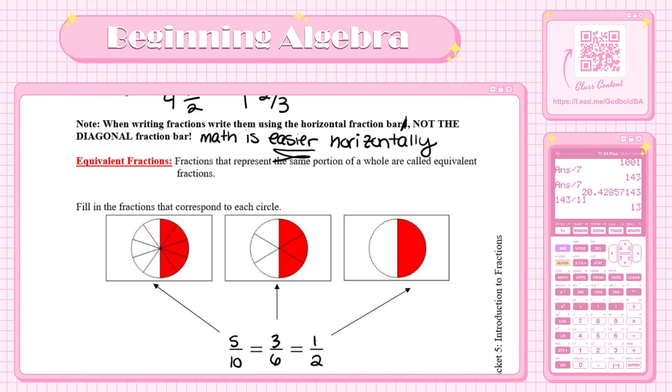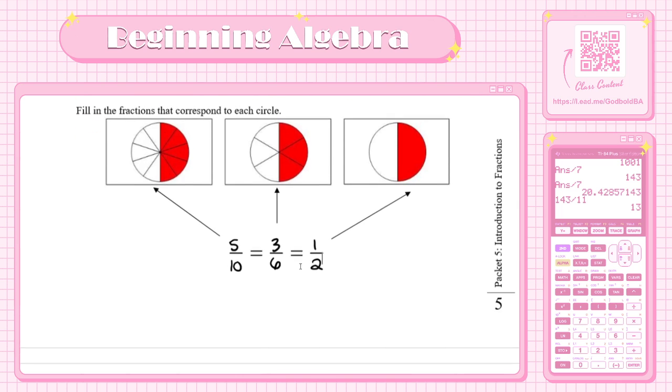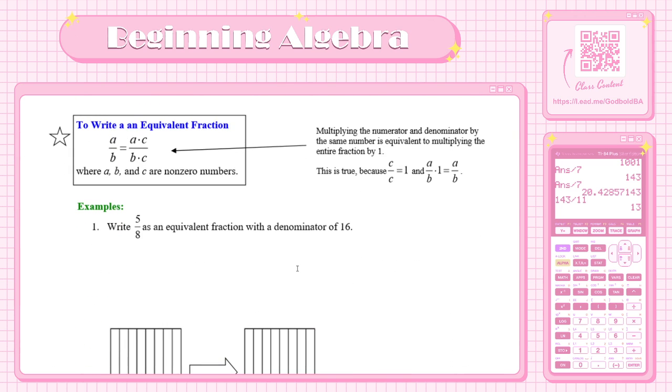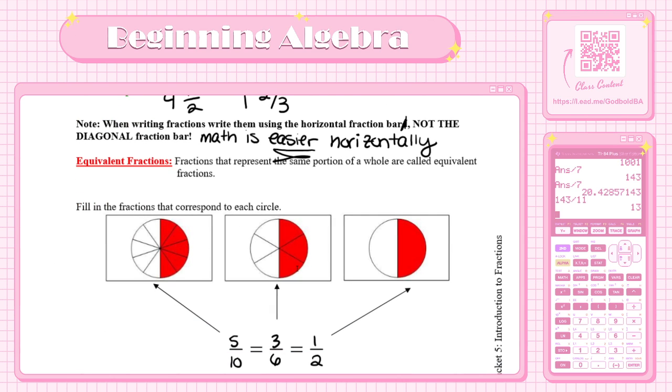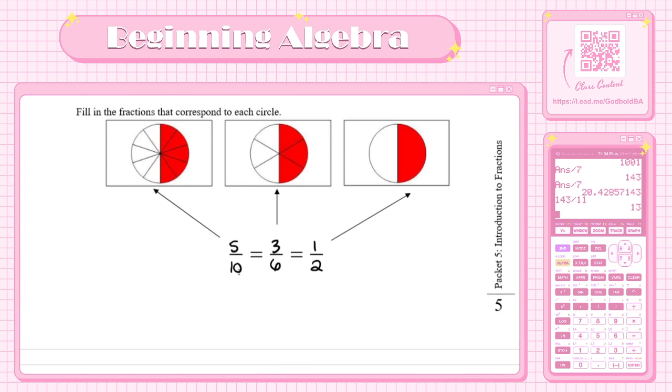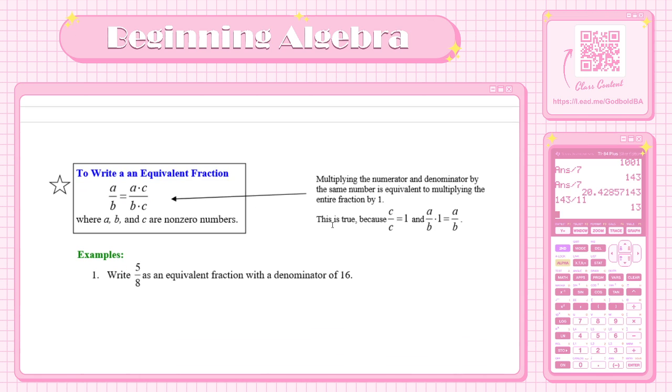And like I said, this whole equivalent fraction thing is super important because it's going to allow us to do various arithmetic with it, and it's going to allow us to do what is known as simplification, where you write the fraction using the smallest numbers possible. Okay, so let's look at how we use this concept of equivalent fractions.